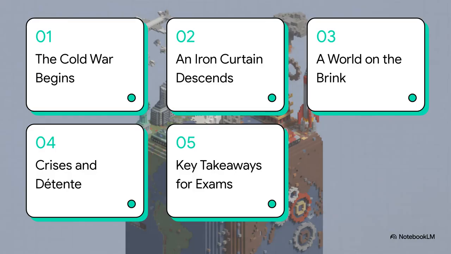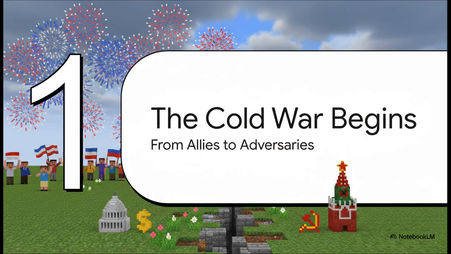So, here's what we're going to cover. We're going to walk through this chronologically, right in line with the syllabus. We'll start with how the war began, see how Europe was divided, look at the terrifying arms race, dive into the biggest crises, and then wrap up with the key things you absolutely need to remember for your exam. Sound good? Let's go.